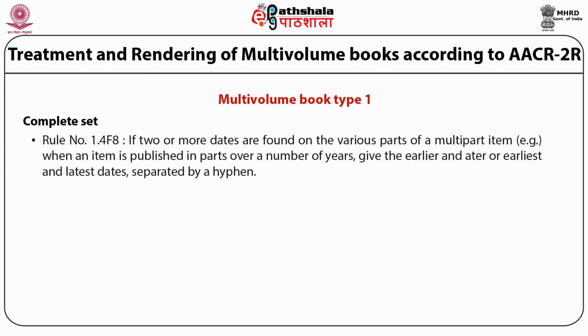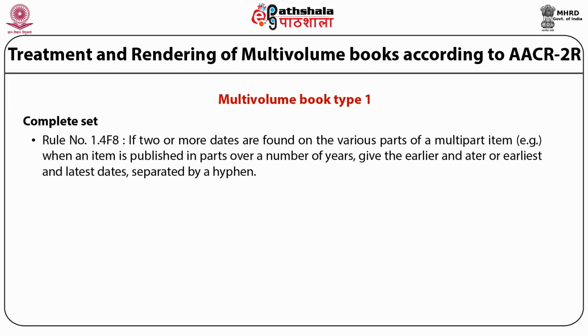Rule number 2.5 D3. If the volumes in a multi-part item differ in size, give the smallest or smaller and the largest or larger size separated by a hyphen. For example, 24-28 centimeter.